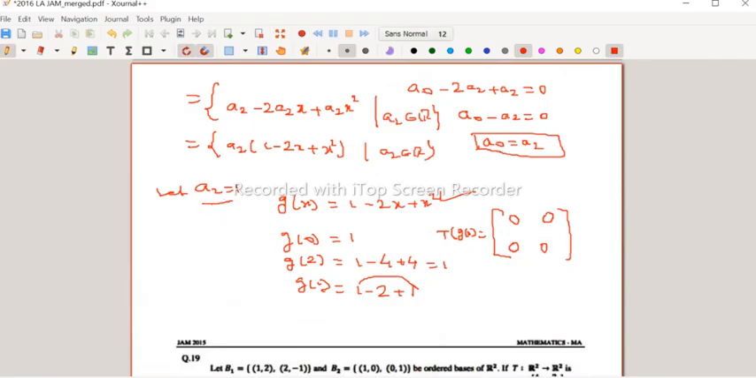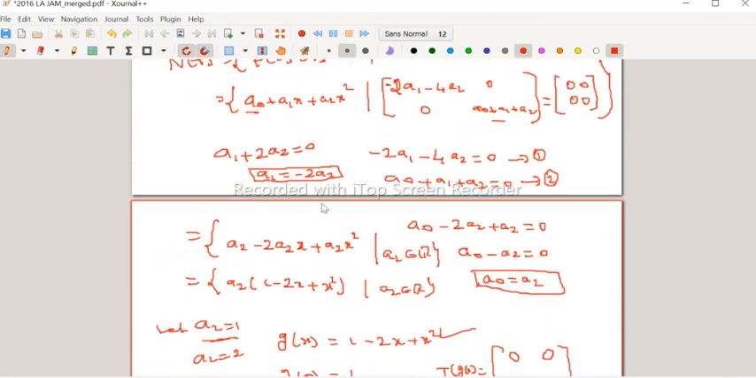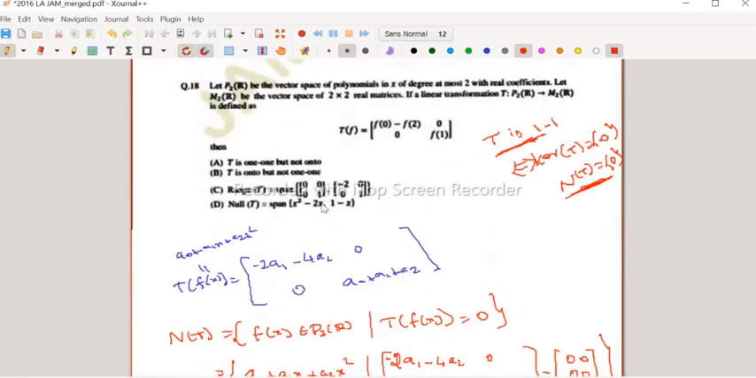Not only if we take a1 equal to 1, we get at least one polynomial. If we take a2 equal to some other value, 2 or something, again we get some polynomial. That polynomial also maps to 0. Therefore, the kernel or the null space contains a non-zero polynomial, not only the 0 polynomial. Therefore, this is not 1-1. Therefore, the first option is also false, the second option also false. Okay. Now look at the last option.